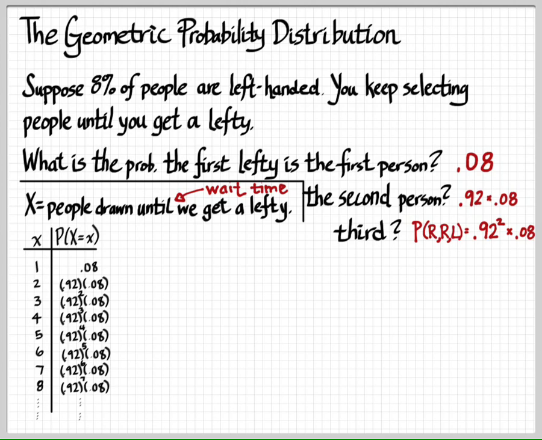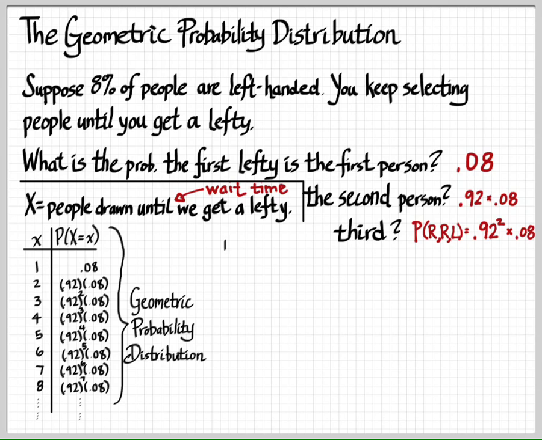It's very straightforward. These are easy probabilities to compute because there's only one way each of these results can happen. If I want to see the probability that the first lefty is, say, the 10th person, there's one way for that to happen. I get 9 right-handers and then I get a left-hander the 10th time. So this is an example of the geometric probability distribution. And we're just going to get the general formula here.